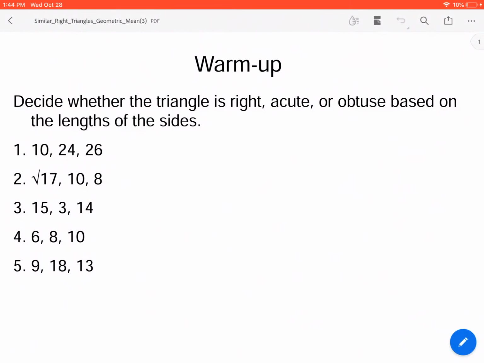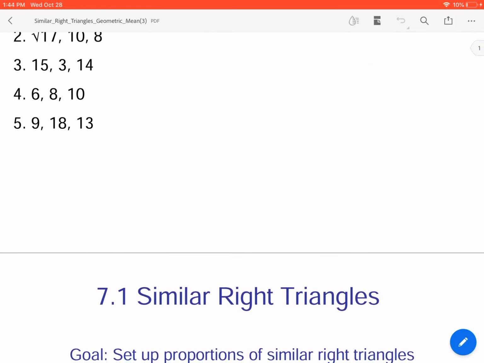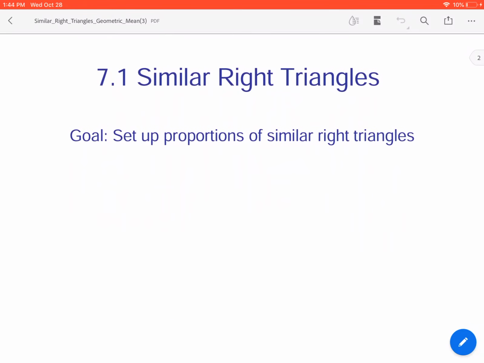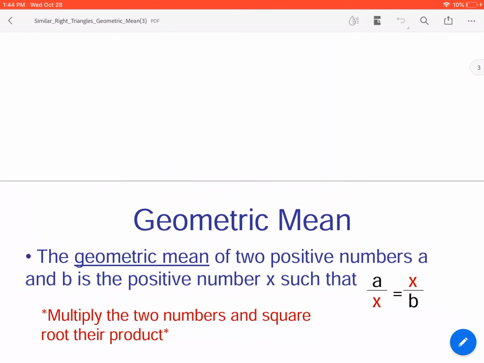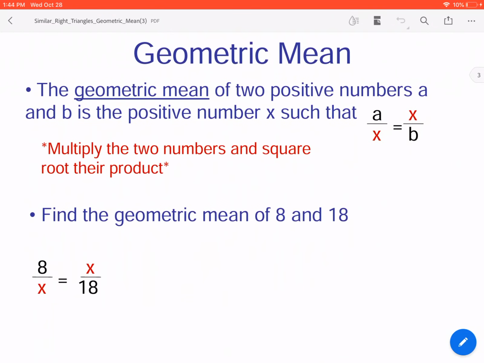All right, these are the notes for what is called similar right triangles. We are going to do what's called the geometric mean and something called the altitude theorem, where you will use the geometric mean. So we are getting into the next topic here of triangles that are congruent, similar, and different things like that. So we are going to do first what's called geometric mean.